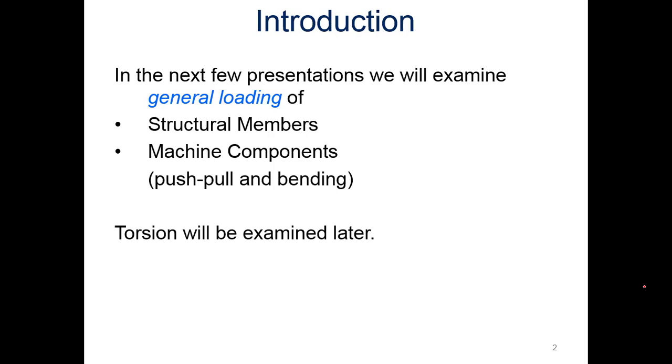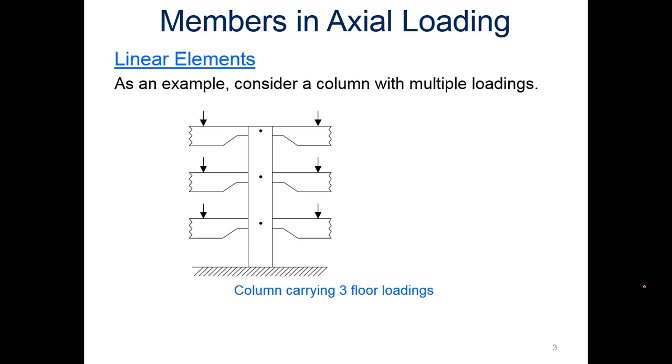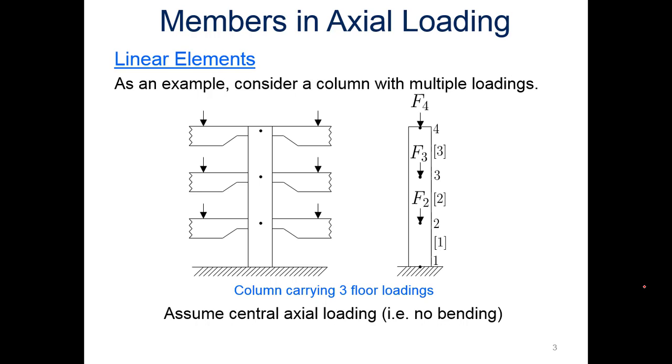All right, so let's go look into this and see what we've got. If we look at linear elements, we consider linear elements in axial loading. An example here is if we have a couple of different floors and some vertical members supporting these different floors, let's call them columns. And we can assume central axial loading. There's no bending here. It's hopefully not going from side to side, just straight up and down. We could load it like this.